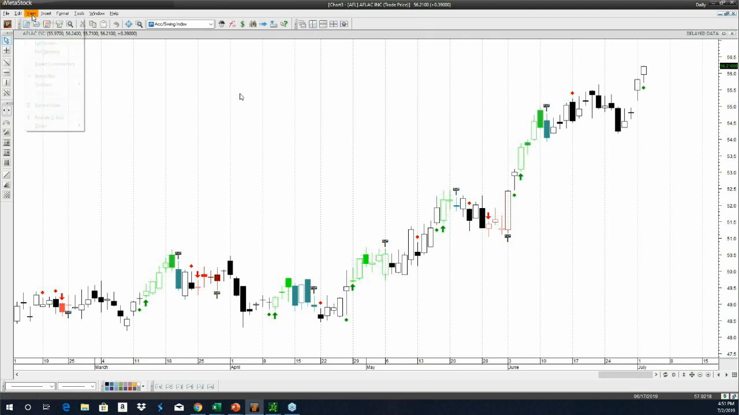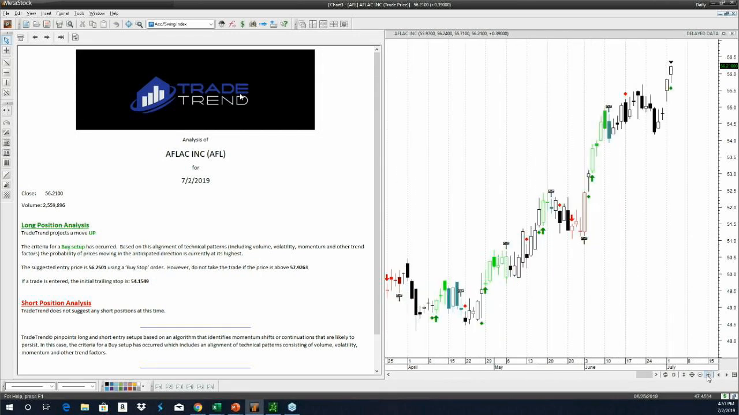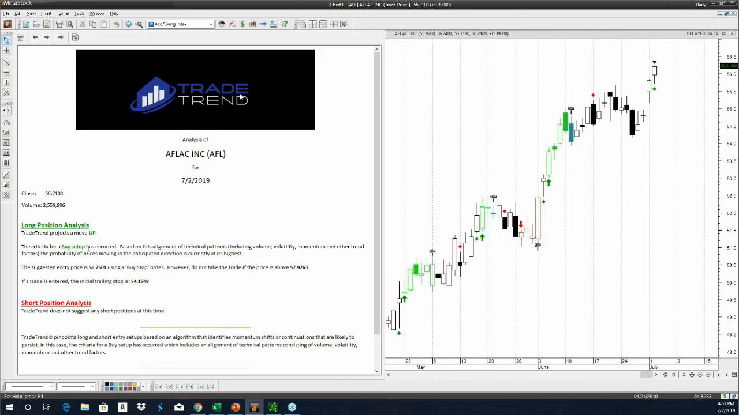And if I pull up my commentary, it's telling me the criteria for a buy setup has occurred based on the alignment of the technical patterns, including momentum, volatility, volume, and other trend factors. The probability of price moving to the upside is currently at its highest. And then it tells us again our suggested entry price, which is 56.25, using a buy stop order. That would be the type of order we would use if we were simply buying shares of Aflac.